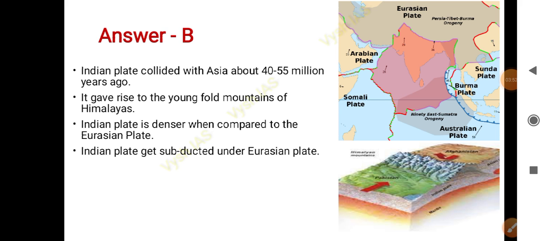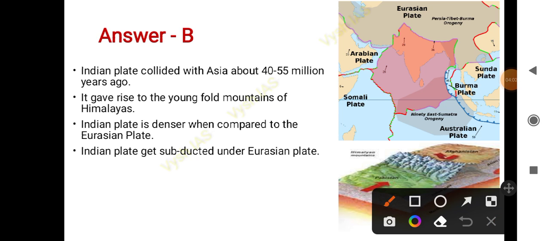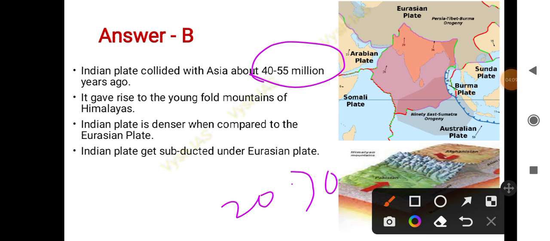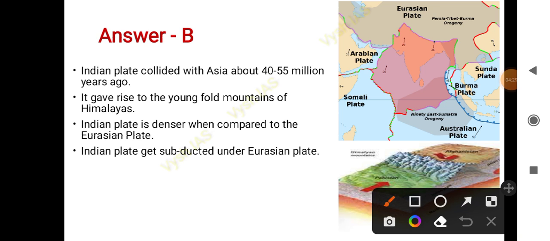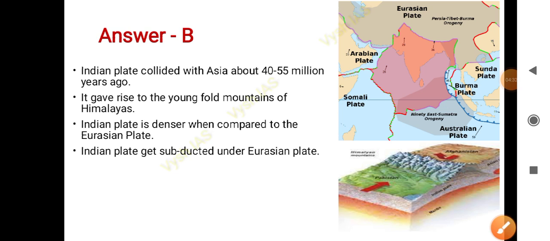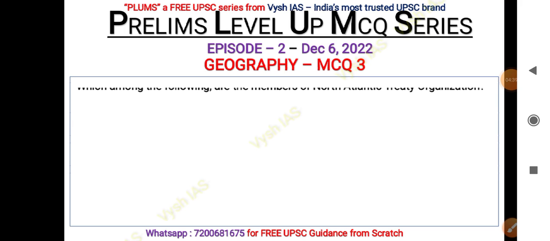So let's move. The answer is B, that is 2 only, because the Indian plate collided with the Eurasian plate, or Asia, about 40 to 55 million years ago, not 20 to 30 million years ago. This collision gave rise to the young fold mountains, and it is still going on. That is why they are fold mountains, because the plate gets subducted. The Indian plate is made up of denser material compared to the Eurasian plate. That is why it gets subducted, as you can see in this diagram, giving rise to the fold mountains of the Himalayas. Hope you got that.